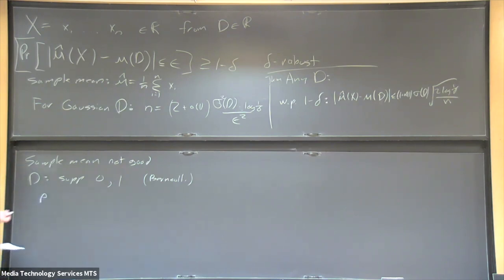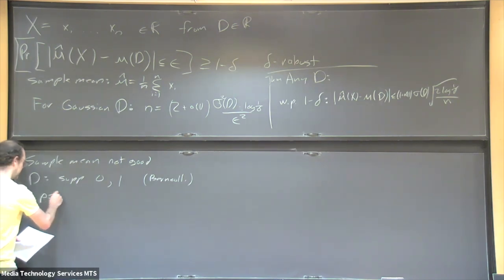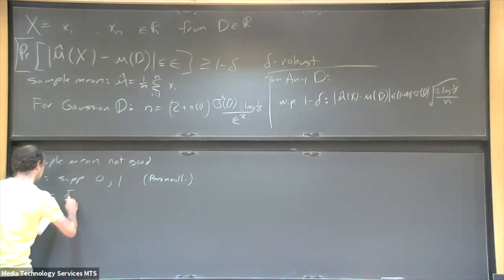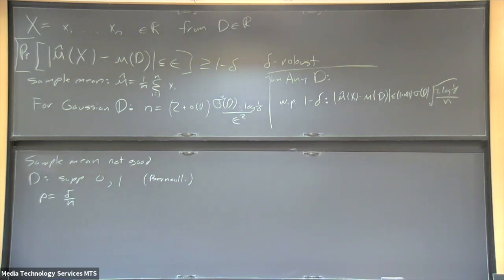If P is just the probability of 1, just standard Bernoulli notation. So if P is delta over n, I think this will cause problems. If we take n samples from a distribution, then think of deltas being very small. So the probability of drawing a 1 is actually a lot smaller than 1 over n. If you draw n samples, you probably won't even see a single 1. You'll probably see entirely zeros. But with probability roughly delta, if you draw n samples, you will see one value of 1.